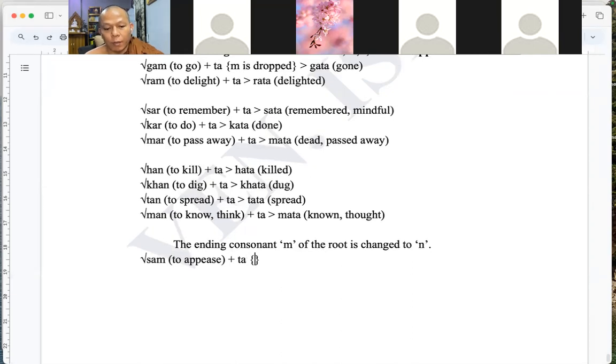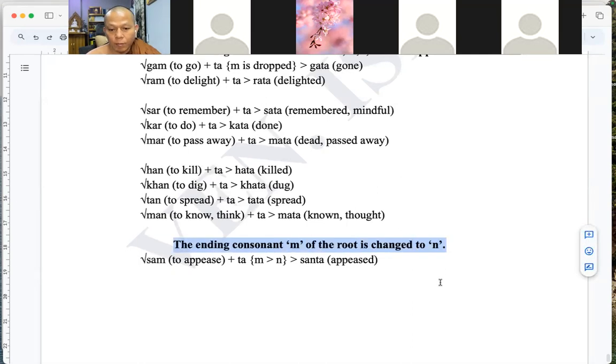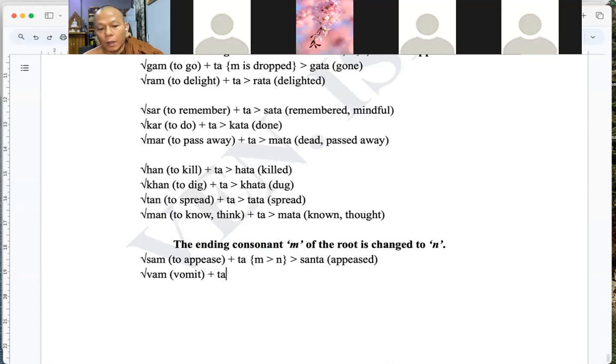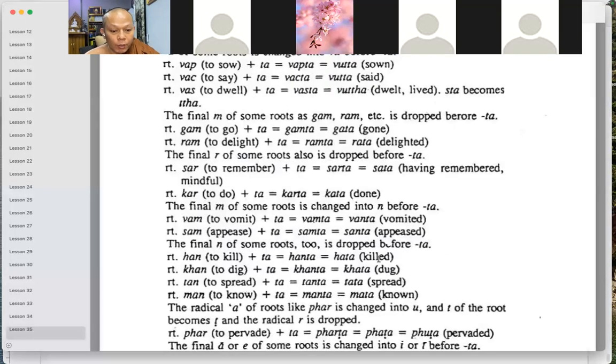And the da, but here ma instead of dropping, ma changes to na. That is why we have the stand up, appeased. And then next one is root van, to vomit. And the da here also. So ma is chained to the na. So van da, vomited. Okay, omit it.